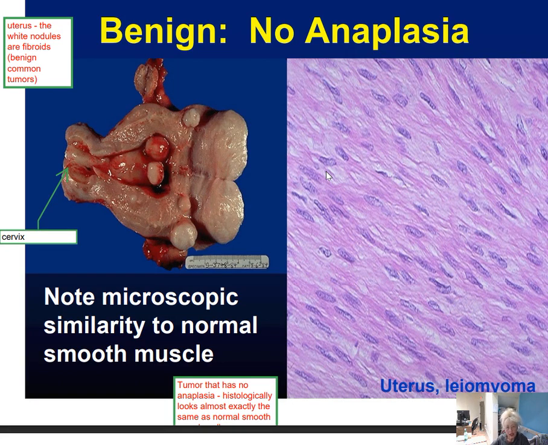Okay, so what we're looking at here is a uterus. There are white nodules, those are fibroids. They are typically benign, common tumors. You notice they're encapsulated. There's microscopic similarity to normal smooth muscle tissue. So this is a leiomyoma.